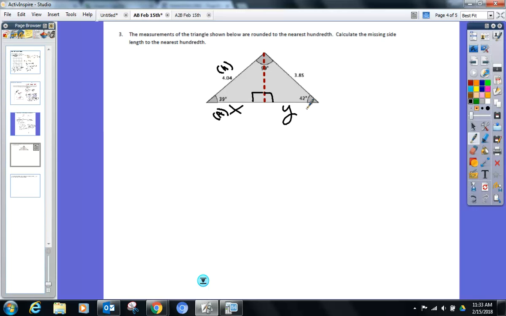All right, I'm going to use cosine on both of them, so I'll let you guys go ahead. Find x and y and add them together and round to the nearest hundredth. Remember, don't round anything until the end. So keep those two side lengths full decimals. We'll see if we can come up with the same result.